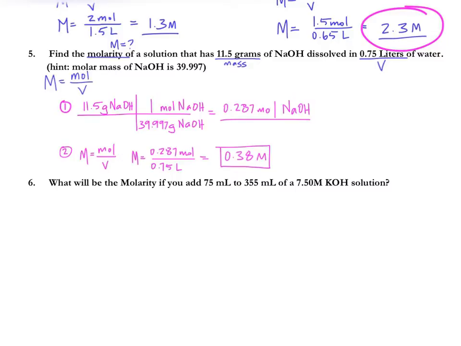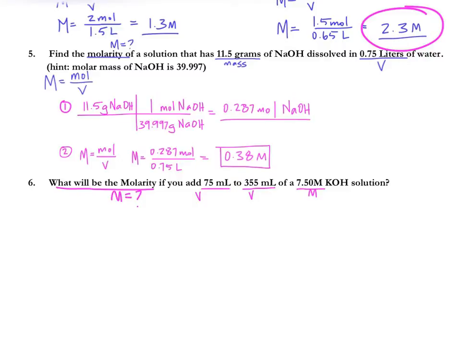It says 75 milliliters. I know that milliliters measures volume. 355 milliliters. Again, milliliters measures volume. We got 7.50 M. Capital M measures molarity. And it says, what will be the molarity? So it's asking you to find molarity. Molarity is unknown. So we've established our volumes and our molarities.